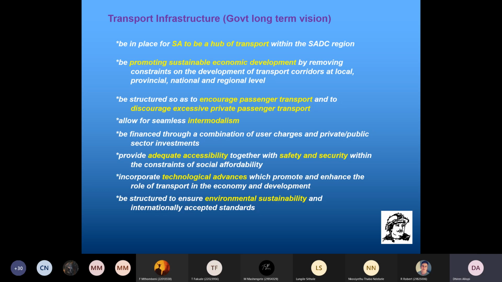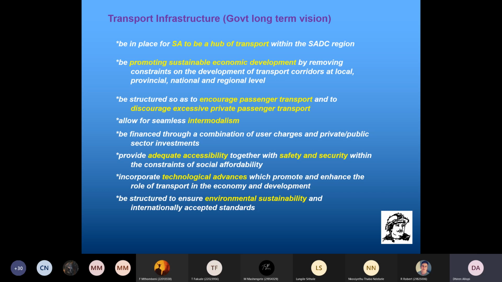And then finally, the government's long-term vision. If one goes through the government's long-term vision, you see the promotion of sustainable economic development. So at the end of the day, we all want to place South Africa as a hub of transport within the SADC, that's your Southern African Development Community countries. So we want to be the best. So in order to do that, obviously, we'll need to satisfy certain conditions.